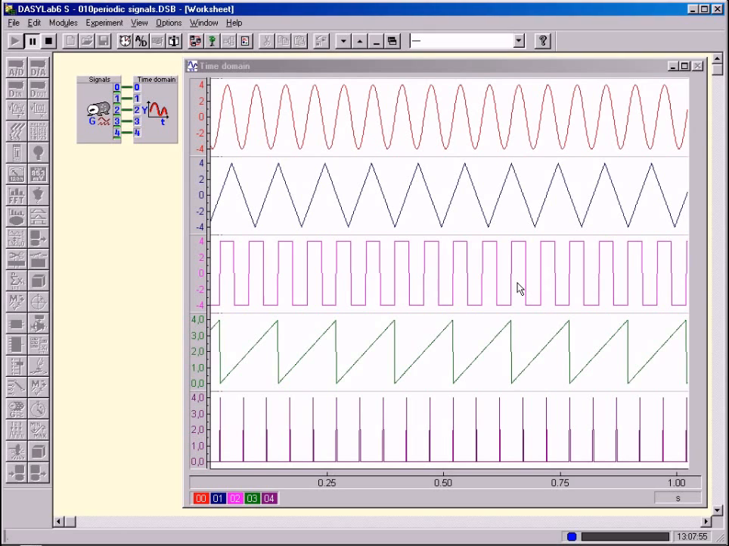It is very easy to determine the period length and frequency of the individual signals. For example, see the sawtooth. This signal repeats 1, 2, 3, 4, 5, 6, 7, 8 times per second. Therefore, its frequency is 8 Hz. And the period length is 1 divided by 8. That means 125 milliseconds.